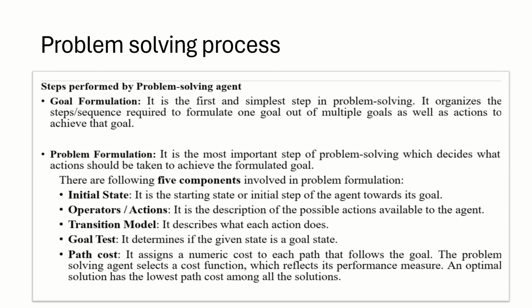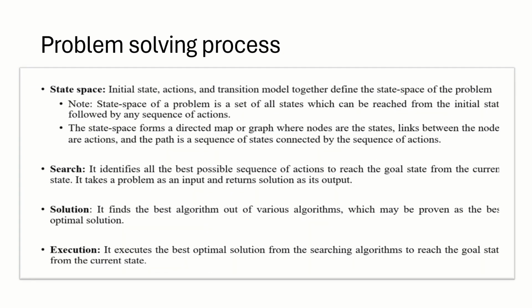Goal test. It determines whether the current state has achieved the goal state. Path cost. It assigns a numeric cost to each path that leads to the goal. The path with minimal path cost is said to be the best path. State space. Initial state, actions, and transition model together define the state space of the problem. A small note here: the state space of a problem is the set of all states which can be reached from the initial state by any sequence of actions.